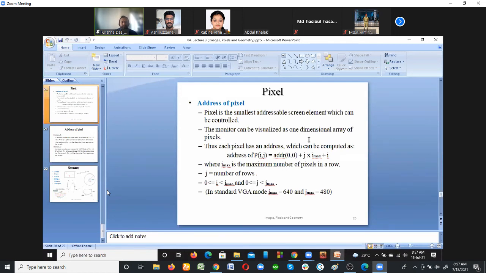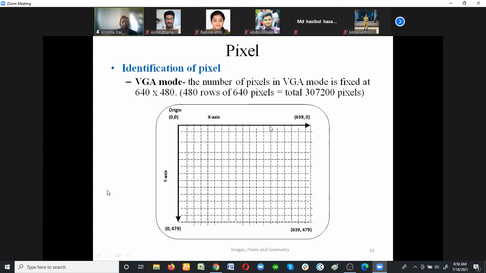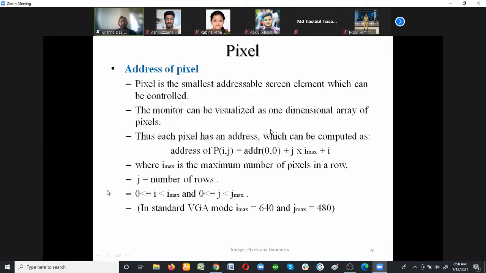All right, let's come to pixel identification. As you can see the formula here, any individual pixel on the screen or space we can identify by its address, like any random pixel if it has the coordinate value. The address of Pij, considering any coordinate value, can be computed as follows. The formula is: at first we take the address of origin, that is 00, then plus j into Imax plus i.